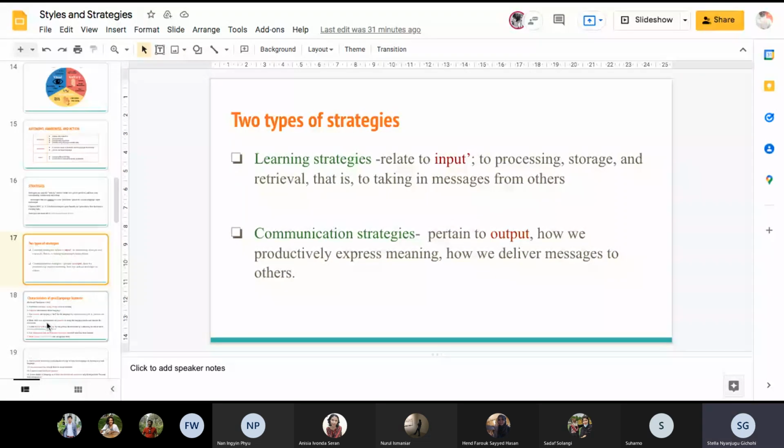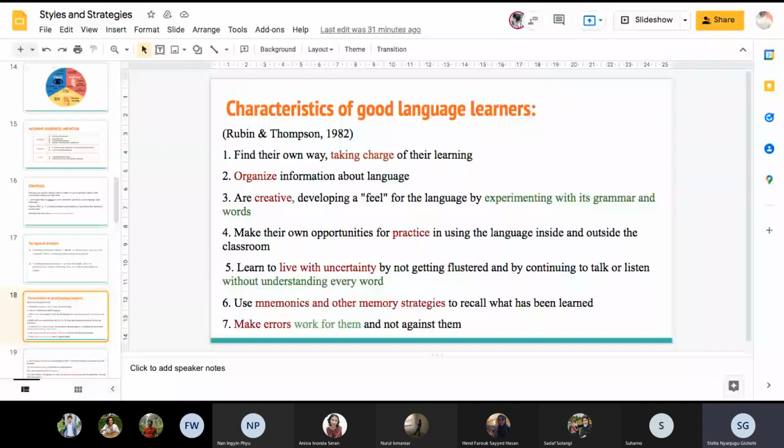But before we do that, we must ask ourselves, for a good language learner, what are some of the features or the characteristics they have? So as I read them, you'll also compare, because we have at some point learned a second language or other languages. So just compare that you're a good learner going by these 14 steps that were given by Rubin and Thompson, 1982.